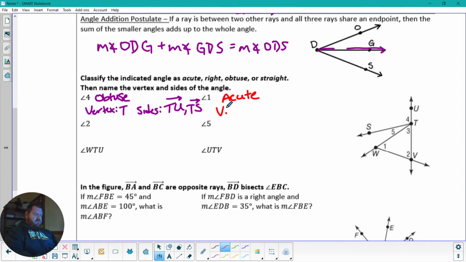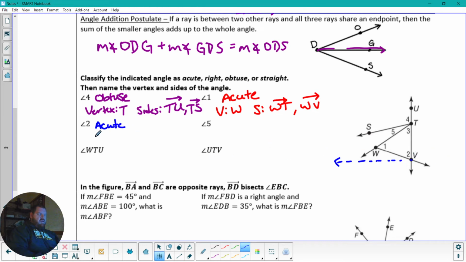The vertex of that angle is W, and the sides are WT and WV. Okay, and the next one, angle 2. This one's going to get a little weird at a couple spots, but that's okay. Angle 2 is less than 90 degrees. It would be a right angle if it went this way, and it doesn't. It goes above that. So that's an acute angle. The vertex, this is where it's weird, is V. And the sides are VW and VT.